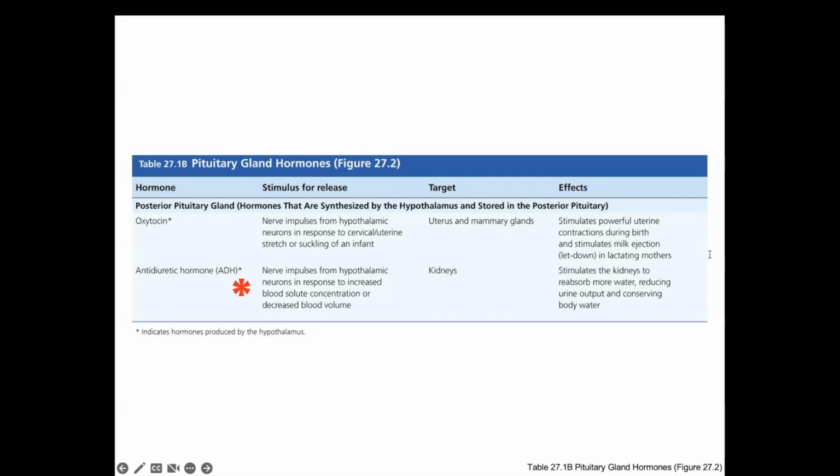Oxytocin targets the uterus and mammary glands and stimulates uterine contractions during childbirth and milk ejection in lactating mothers. Don't confuse milk ejection with milk production seen with prolactin.